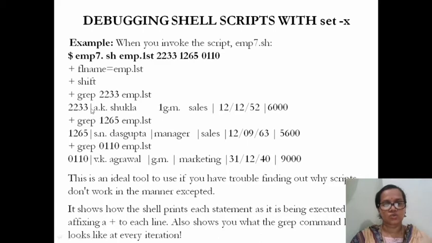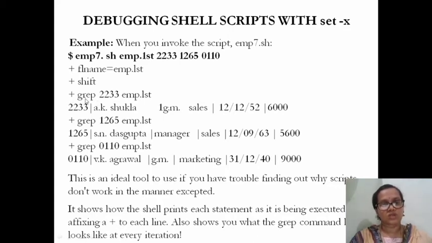This is an ideal tool to use if you have trouble finding out why a script is not working, or the script doesn't work in the manner you are expecting. It shows how the shell prints each and every statement as it is being executed. As and when a statement is executing, its execution is given out by prefixing a plus to each line, and it also shows the grep command execution. See here for every iteration how it has worked.